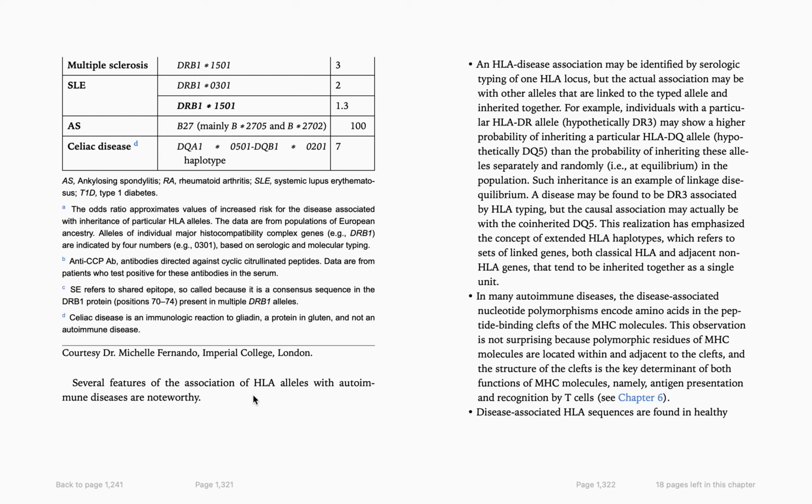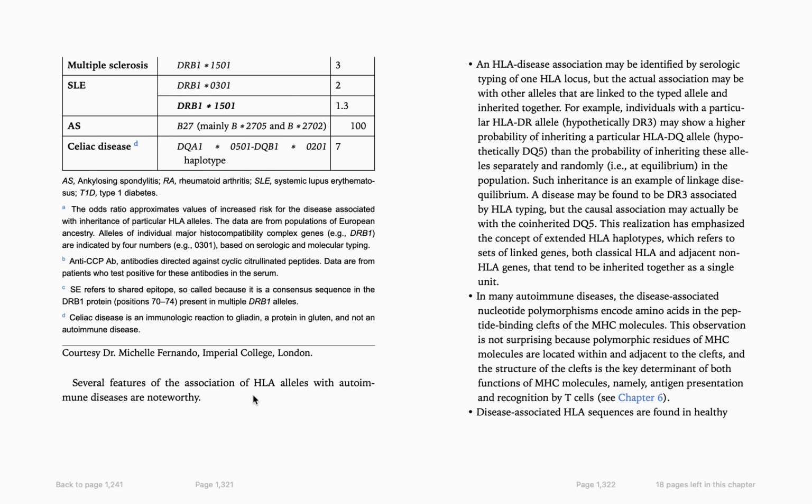In many autoimmune diseases, the disease-associated nucleotide polymorphisms encode amino acids in the peptide binding cleft of MHC molecules. This observation is not surprising because polymorphic residues of MHC molecules are located within and adjacent to the cleft, and the structure of the cleft is the key determinant of both functions of MHC molecules, namely antigen presentation and recognition by T cells.